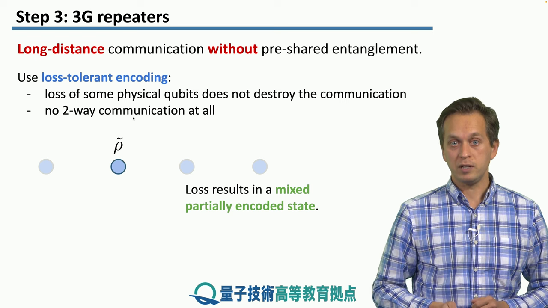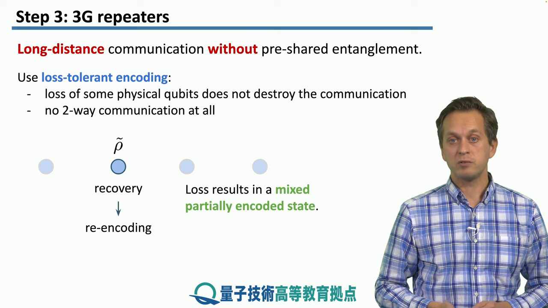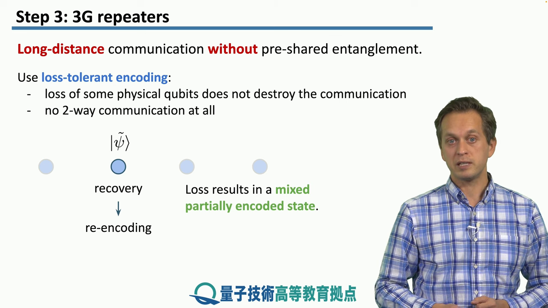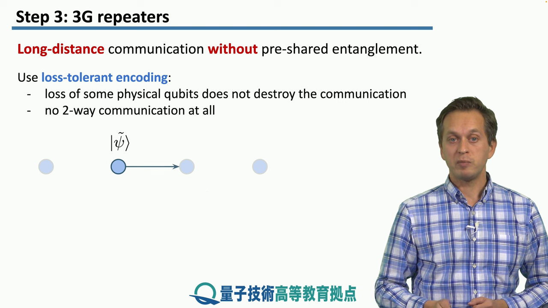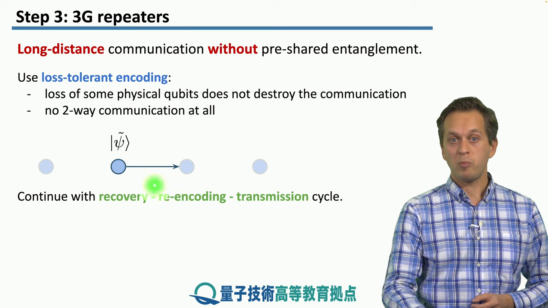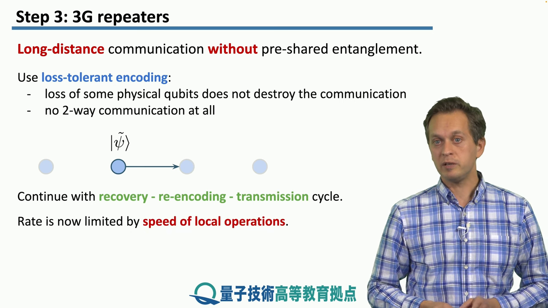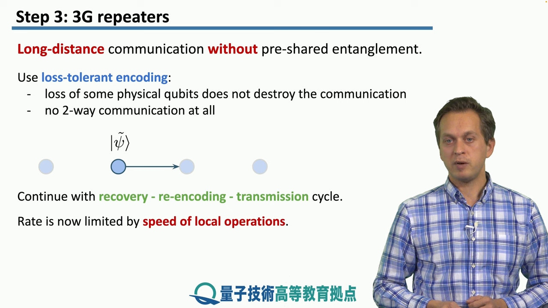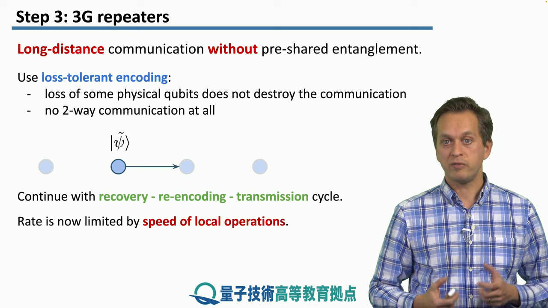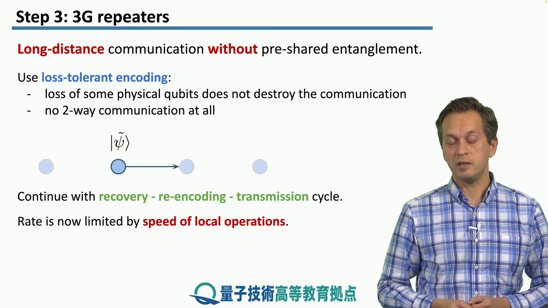But what the second node does, it looks at this state, it detects and recovers from any errors, and it re-encodes the message again, and sends a fresh block of qubits that encode the logical state tilde psi to the third node, and so on. And we repeat this cycle of recovery, re-encoding, and transmission again and again, until hop by hop, we reach our destination. So the rate is now not limited by the distance, it's not even limited by the quantum memory coherence time, but it's limited by the speed of local operations. So the faster we can perform this recovery and re-encoding, the faster we can transmit the message.